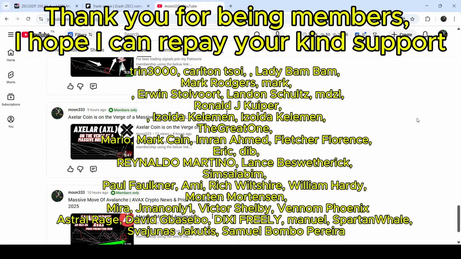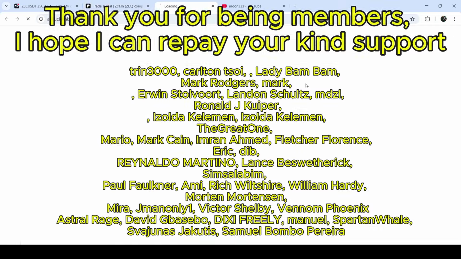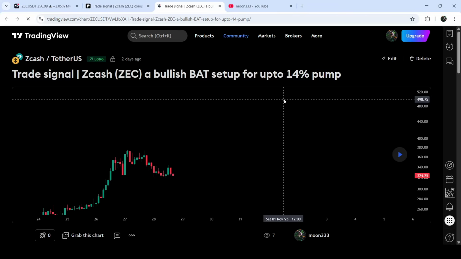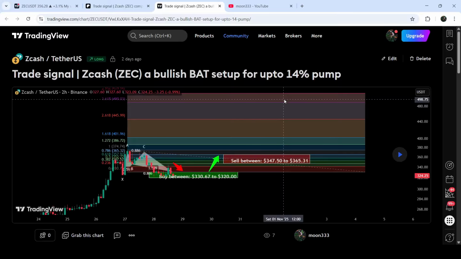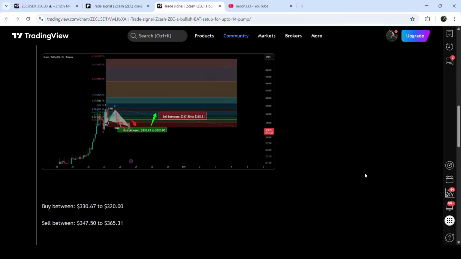Let's start the analysis. And first of all, let me begin with my most recent trade signal for Zcash that I shared almost 2 days ago with my members. And that is a bullish bat move that Zcash completed on a 2-hour time frame chart with the US dollar pair. And this was the complete trade setup: the buying zone, sell target zone, and the stop loss.